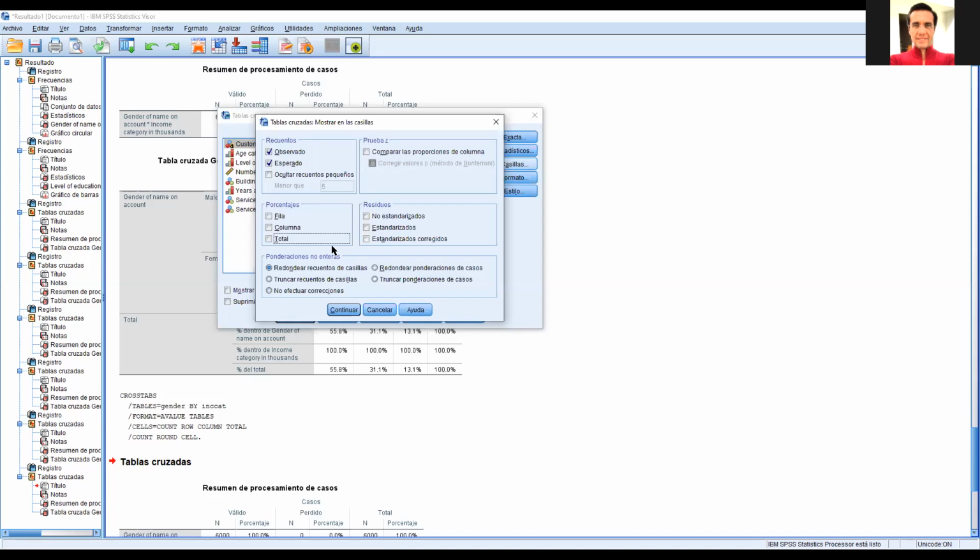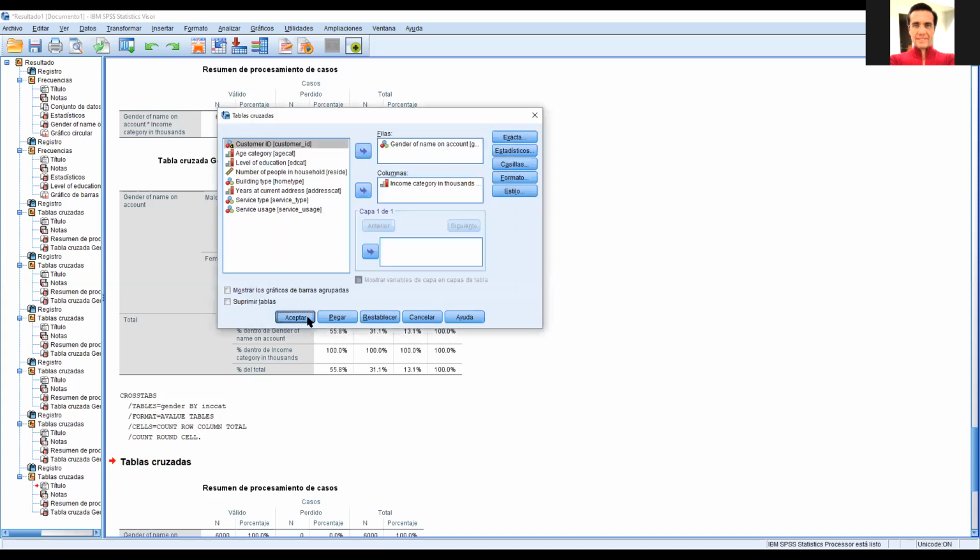This one is a very important test because this is one of the great differences between SPSS and Excel. Excel is not able to do this test. We are right now doing real statistics analysis. Everything else can be done with Excel. This one, not. Observed and expected is an advanced statistical analysis where SPSS is going to try to know how is the behavior of the market. And now I'm going to go, okay, continue, accept, okay.